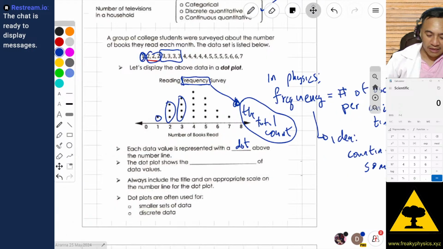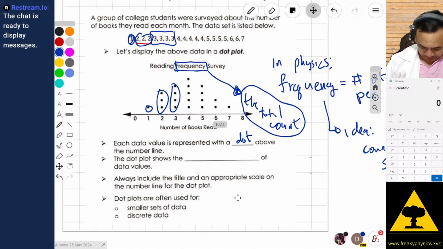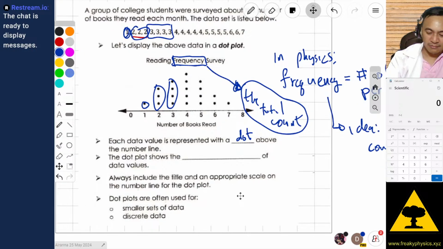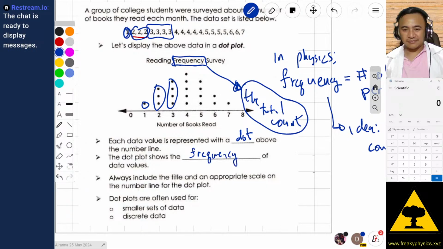Let's go now to this blank here. The dot plot shows the what? This shows the frequency. Okay, frequency.